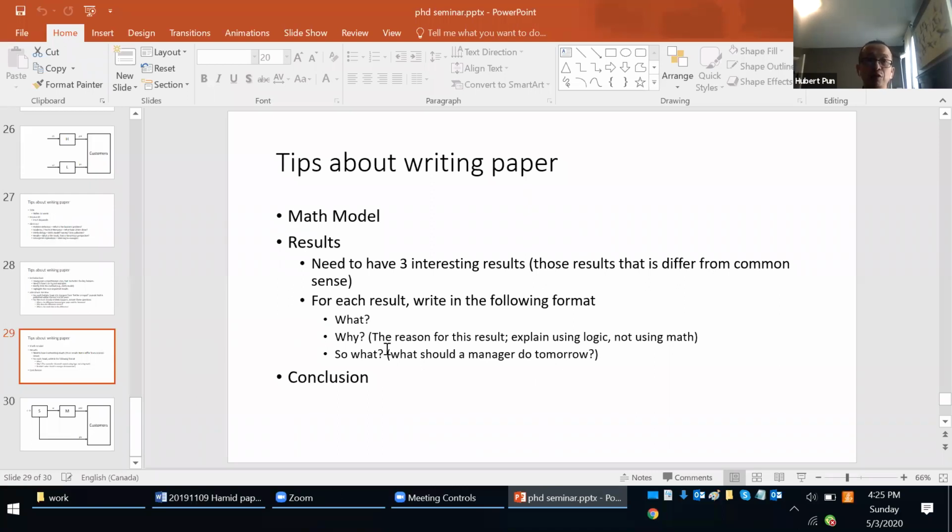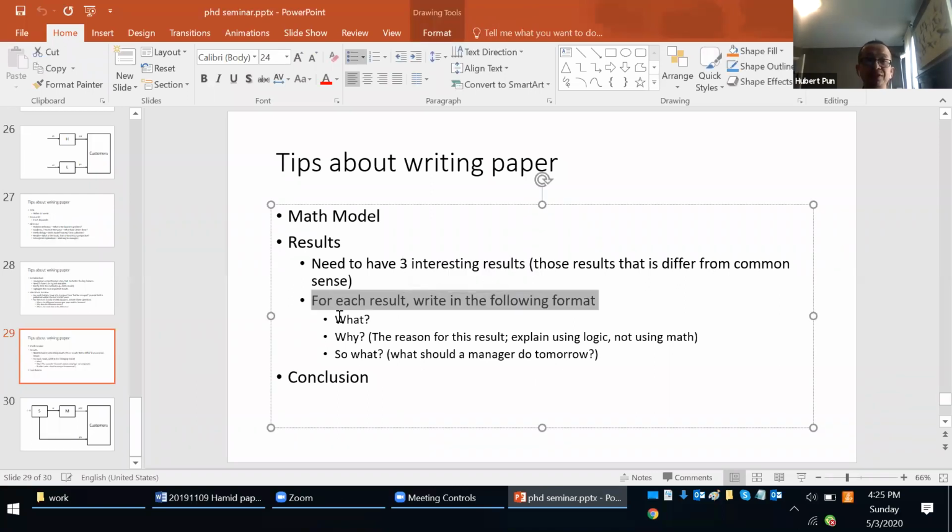And then for each of the results, you need to answer three questions: what, why, and so what. What means, what is the result? So let's say the supplier suffers when he has more information. Okay, so that is the what. Why? Okay, so people are really confused. Why is having more information not good? More information should be good for you.